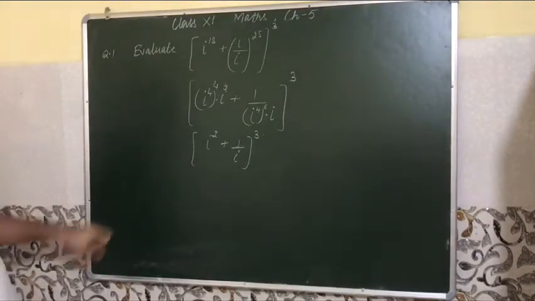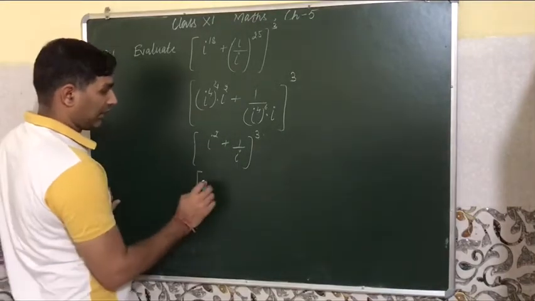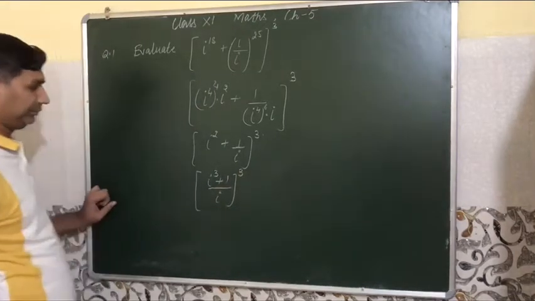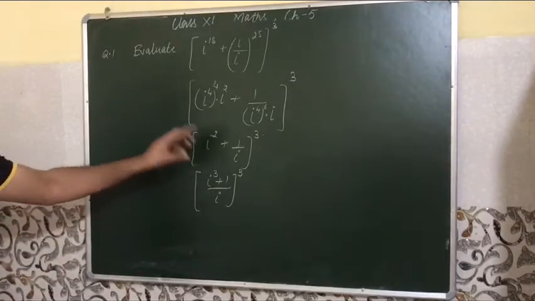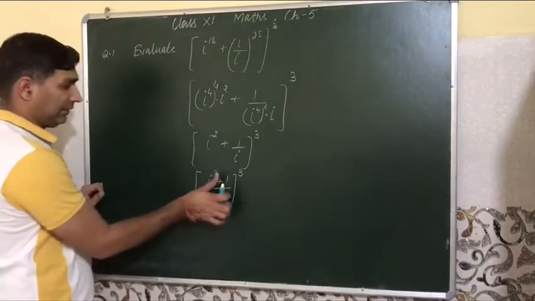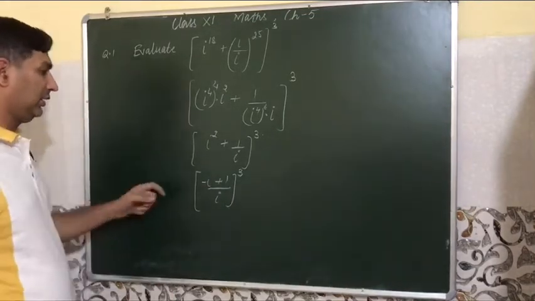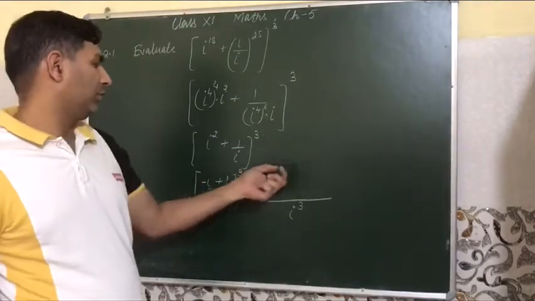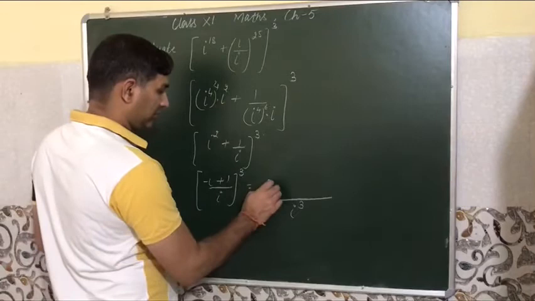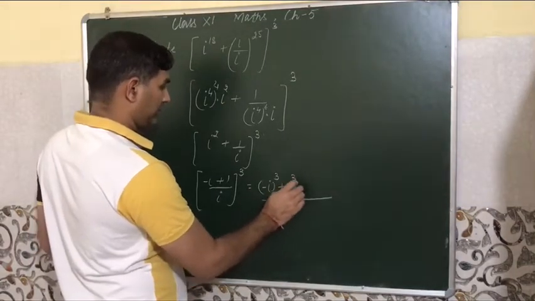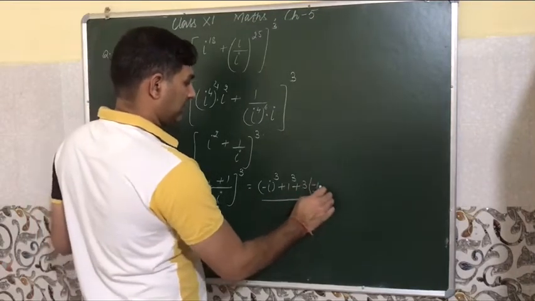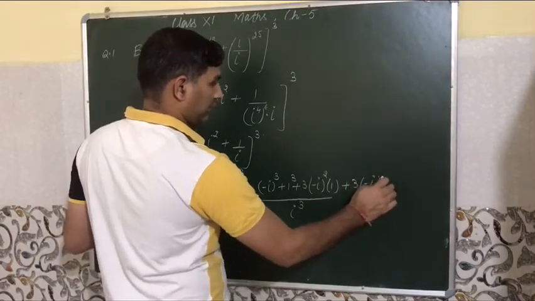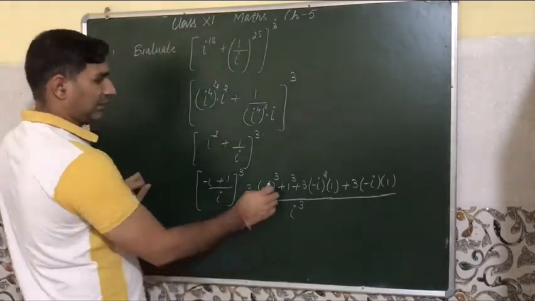And then solve this question: iota cube plus 1 upon iota, whole cube. Iota cube is minus iota also, so you can write minus iota here. Solve this denominator: in the denominator you can write iota cube, and above you will use the formula (a minus b) cube. Minus iota cube plus 1 cube plus 3 into minus iota square into 1 plus 3 into minus iota into 1, and then minus iota cube.